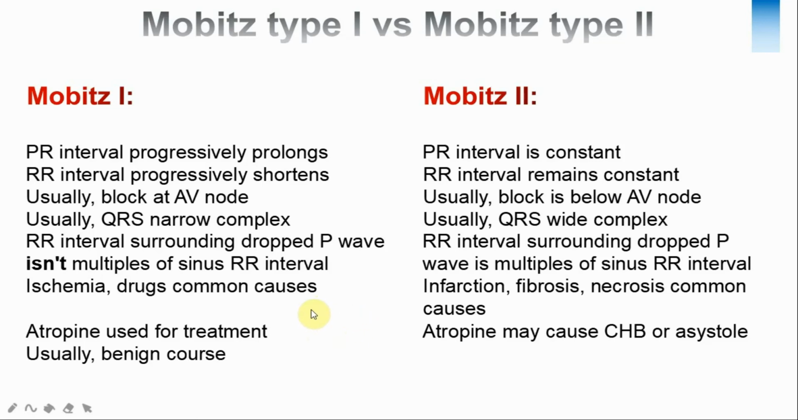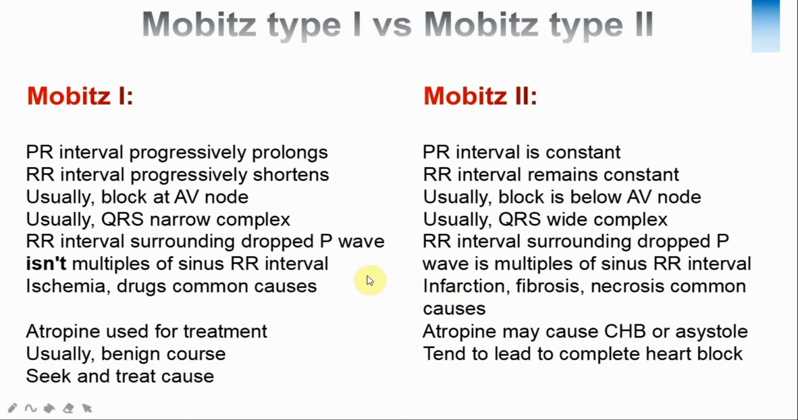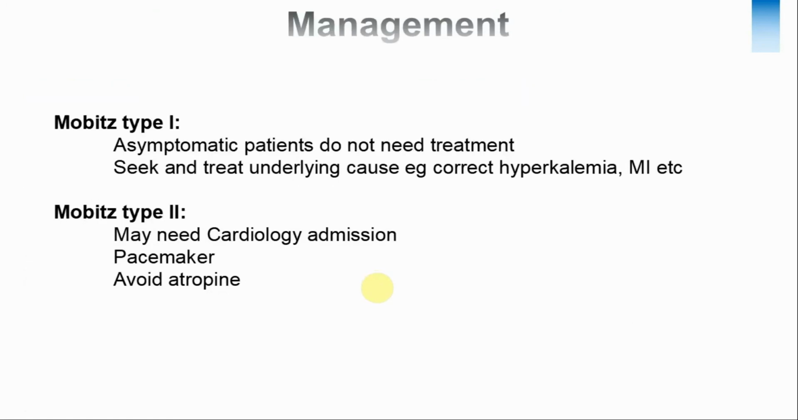Usually Mobitz type 1 is physiological. It can be found in athletic patients and it is benign. If the cause is drugs, stop the drug. If it is myocardial ischemia, treat that ischemia. In Mobitz type 2, however, they can progress to complete heart block, so usually they need admission to the hospital and sometimes they need a pacemaker. In Mobitz type 1, identify the cause and treat it. And in Mobitz type 2, usually they need a cardiology consult and probably they will need a pacemaker.